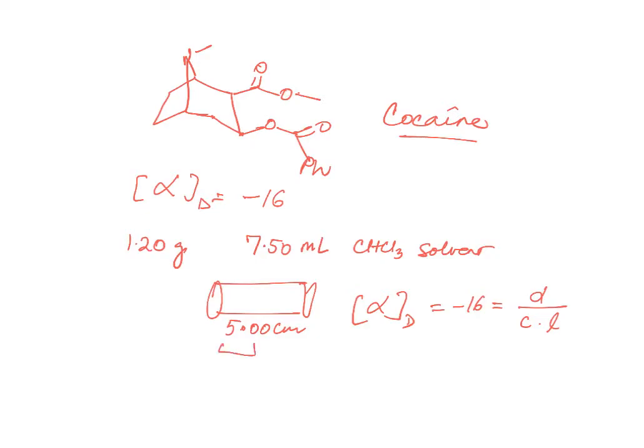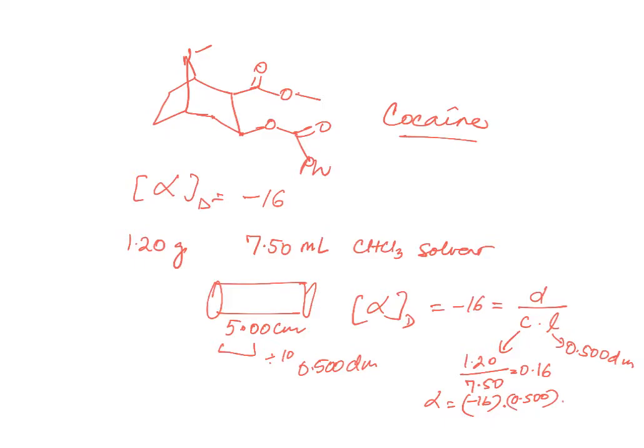5 centimeters. If you divide that by 10, that will give you 0.500 decimeters. And so your length is 0.500 decimeters. Concentration is 1.20 grams divided by 7.50. And that number comes out to be 0.16. And plug and chug. So your alpha comes out to be negative 16 times 0.500 times 0.160, giving you negative 1.3.